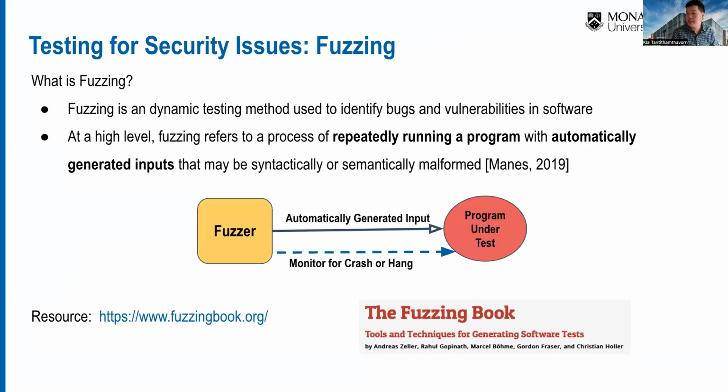Okay. So what is fuzzing? Fuzzing is dynamic software testing used to identify bugs and vulnerabilities at the highest level. Fuzzing means randomly generated test input. Nothing more than that. So easy. Okay. So what does it mean? You can read more about it in the fuzzing book as well.